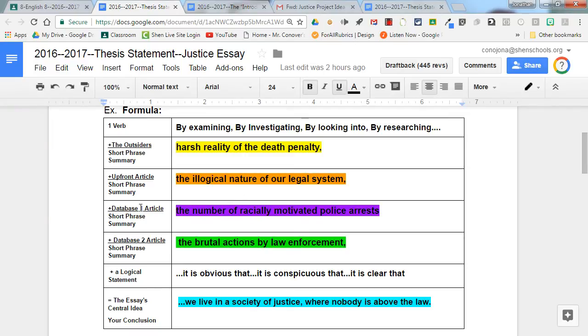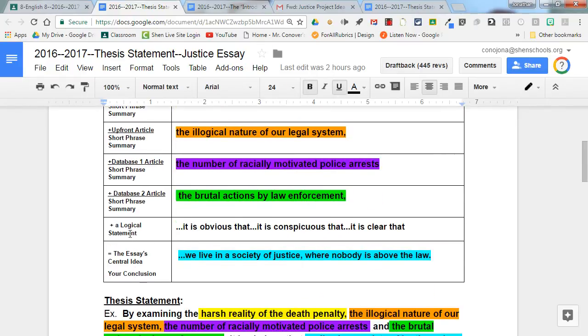The problem in database article 1, the number of racially motivated police arrests, and database article number 2, the brutal actions by law enforcement. So then we connect that by a logical statement: it's obvious that, it's conspicuous that, it's clear that. And then we have our central idea, the big conclusion we need to come to, that we live in a society of justice where nobody is above the law. You've got to kind of get creative there.